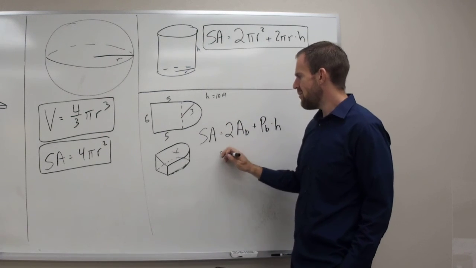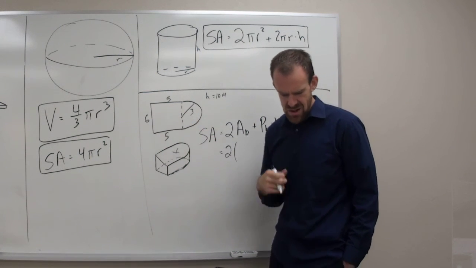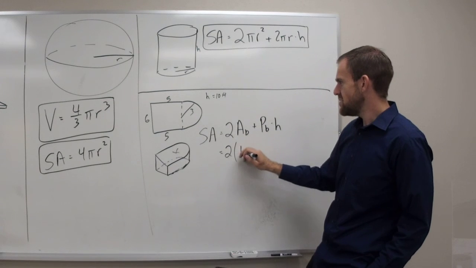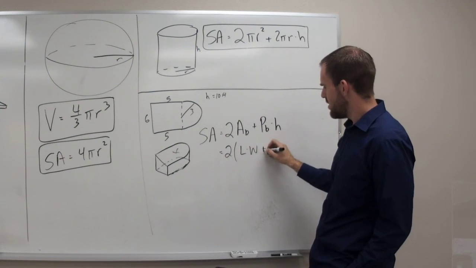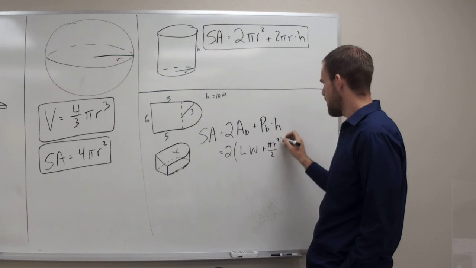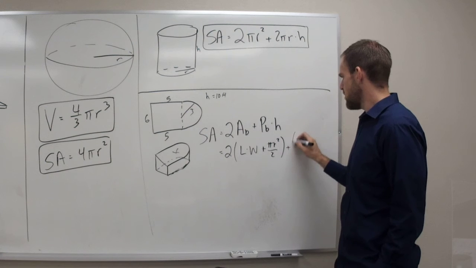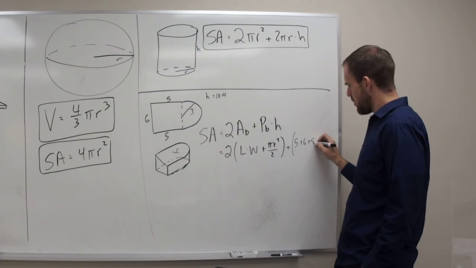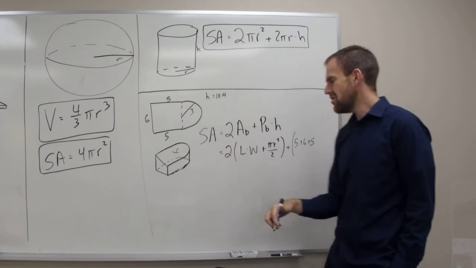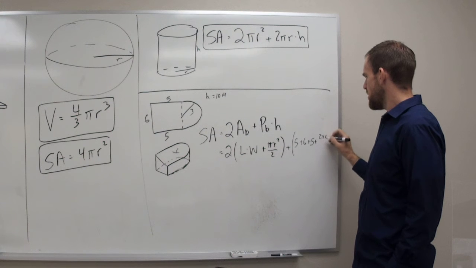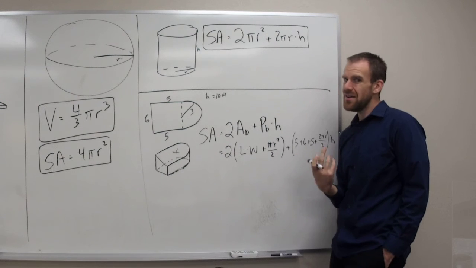So for this example, I would need 2 times the area of the base. The area of this is 5 times 6, which is 30. But I'm going to show my work. And then the area of this semicircle, which is pi r squared over 2. Plus the perimeter of the base, which looks like 5 plus 6 plus 5, plus the circumference of this half a circle, which is 2 pi r over 2. All times the height. That was challenging, but not impossible.